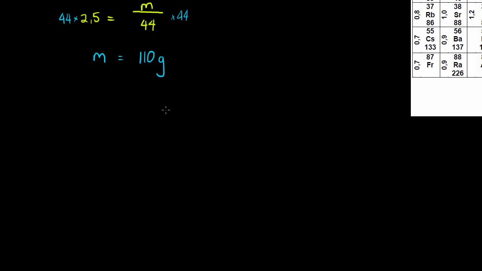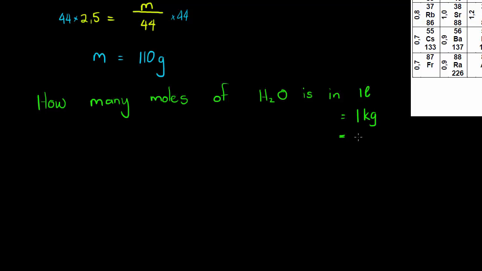Let's look at another example. Suppose it's how many moles of H2O are in 1 liter? So how many molecules of H2O are in 1 liter? Now I don't know if you know, but 1 liter of water is 1 kilogram. 1 kilogram, we are working in grams, is 1,000 grams. So we're basically asking how many moles of H2O are in 1,000 grams of H2O.